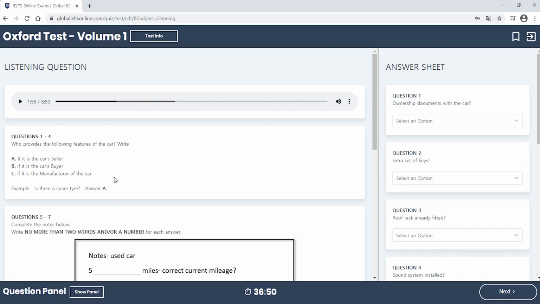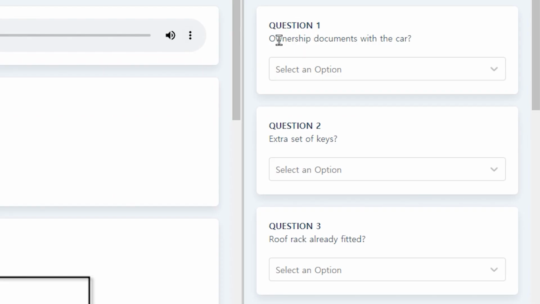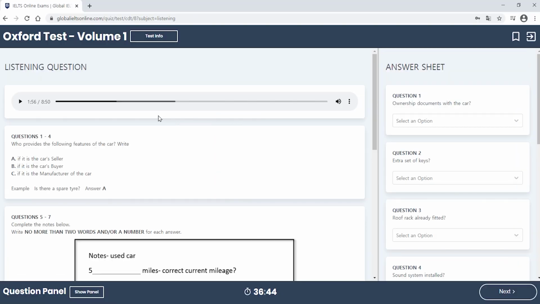And so now let's keep listening and remember that we're listening for our keywords: ownership documents, keys, roof rack, and sound system. So the key point with IELTS is that once you've checked the questions, you know what keywords you're listening for, because you only hear it once and it tends to go quickly.